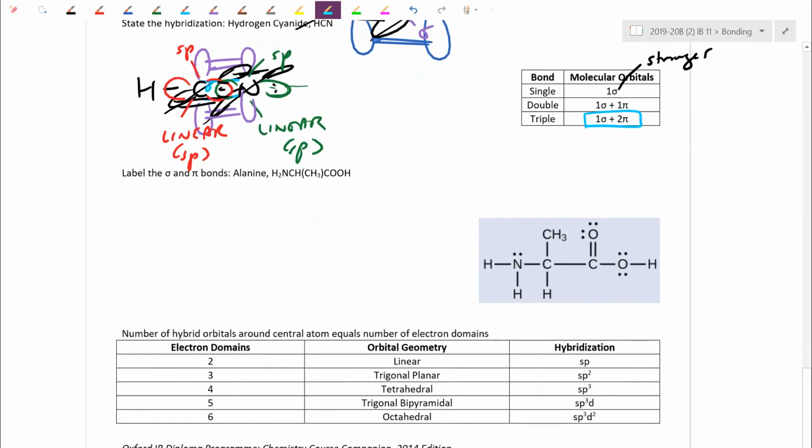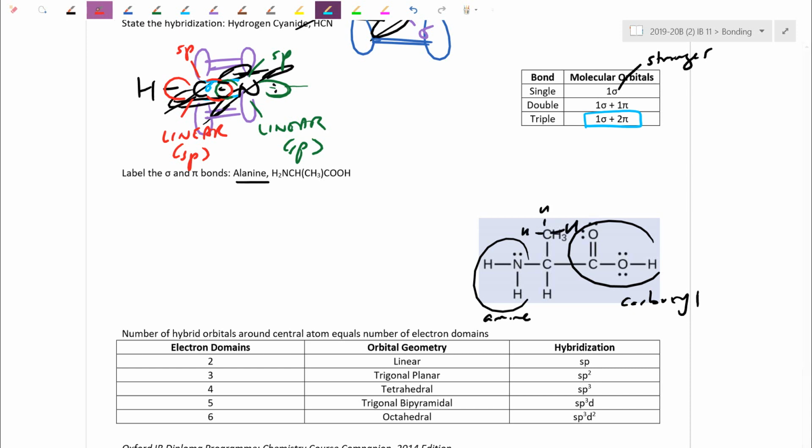So sometimes they just ask you to go through and label the different hybridizations. Other times they might give you a molecule. Alanine is an amino acid. An amino acid is made out of an amine functionality and a carboxyl functionality. We'll come back to this in our organic section. Sometimes they condense the carbon. CH3 implies carbon bonded to 3 hydrogens. And all they're asking in this question is just to do a quick count.